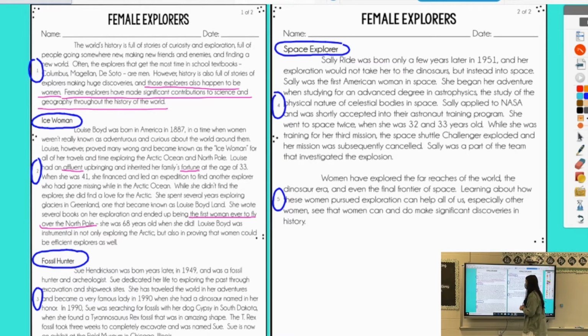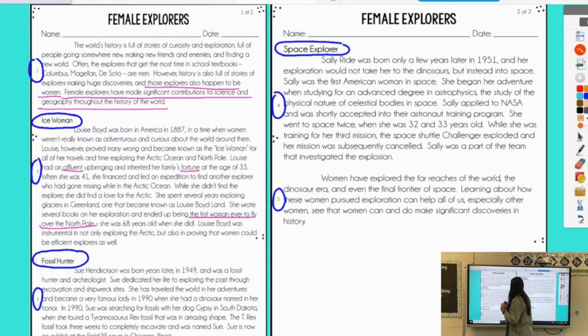When she was 41, she financed and led an expedition to find another explorer who had gone missing while in the Arctic Ocean. While she didn't find the explorer, she did find a love for the Arctic. Louisa Boyd was instrumental in not only exploring the Arctic, but also in proving that women could be efficient explorers as well. All right, so what other key details are in that paragraph that go hand in hand with Louisa Boyd being an influential explorer?